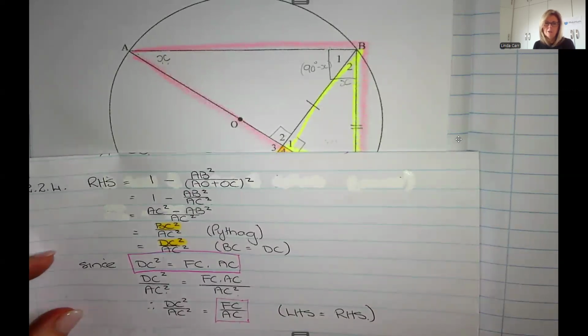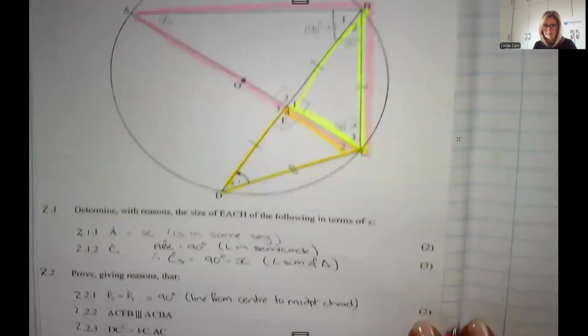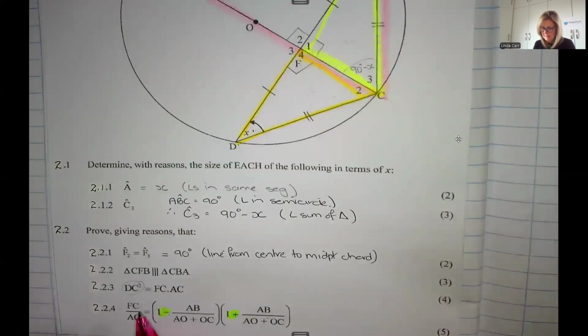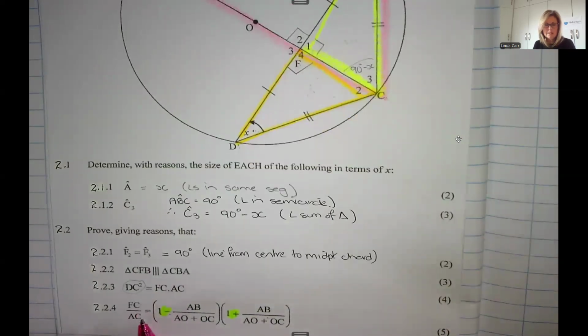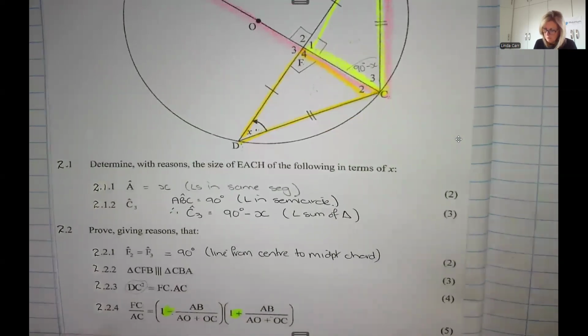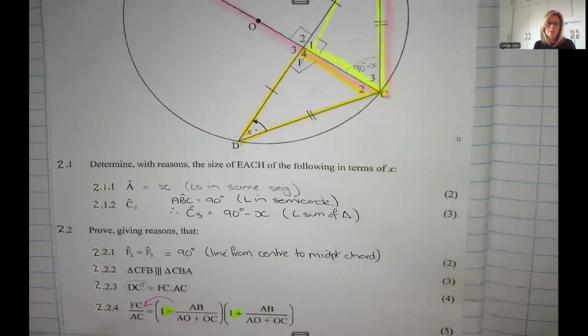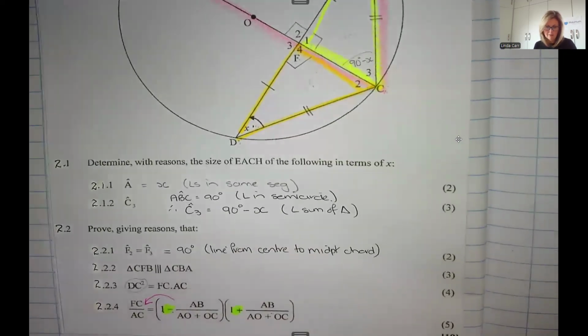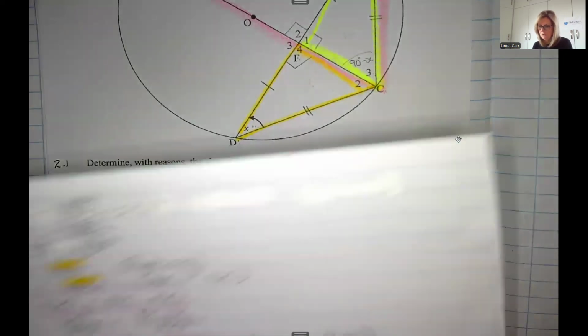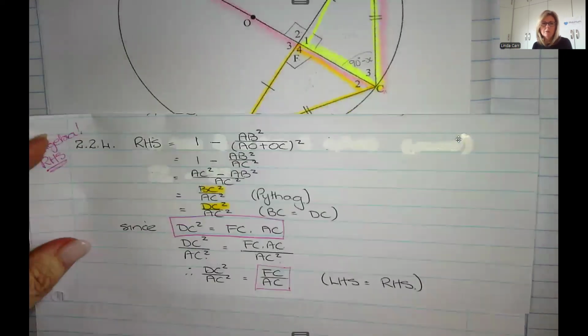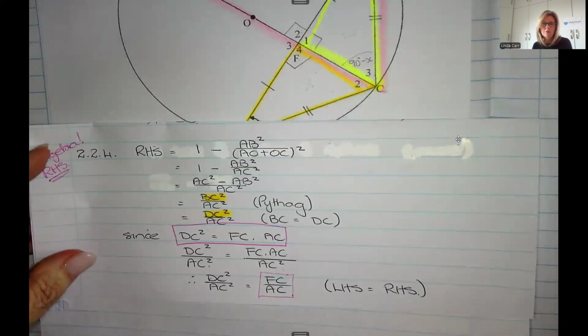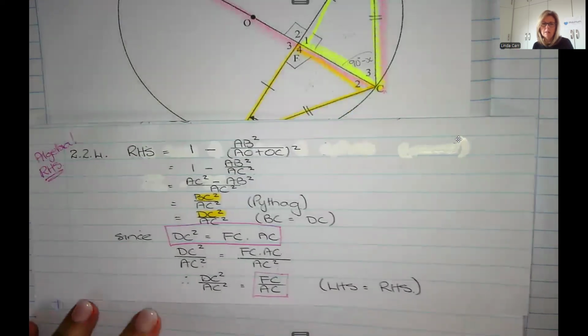Horrible. Let me go back to the question. There it is. Prove that FC over AC is equal to the right-hand side. So I took it backwards. I started with the right and I ended with the left. So I proved left-hand side equals right-hand side. Okay, I'm going to put the solution back up on the screen for you so that you can actually see the process one more time.